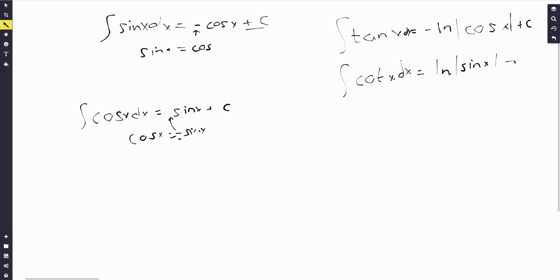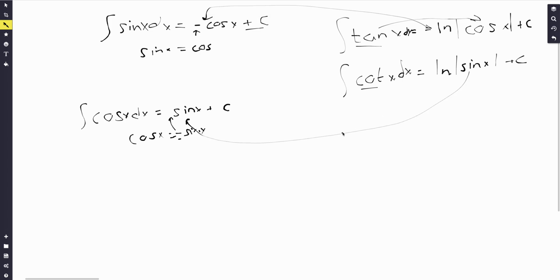What I like to remember here is that tangent and cotangent are inverses of each other, and tangent has a cosine between the absolute values, and the integral involving cosine would be negative, which shows in the negative right here. And then it would just be the opposite for cotangent. Cotangent has sine, and sine is positive, so that's why it's positive. That's how I like to remember it. You may have another way, but if that helps, great.